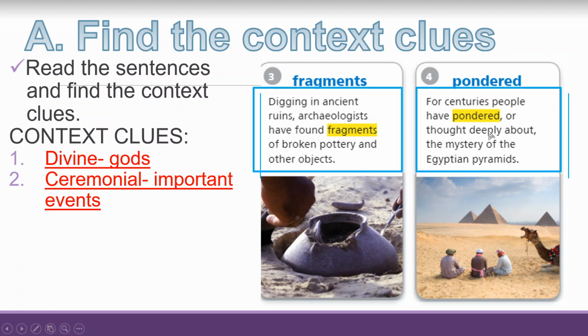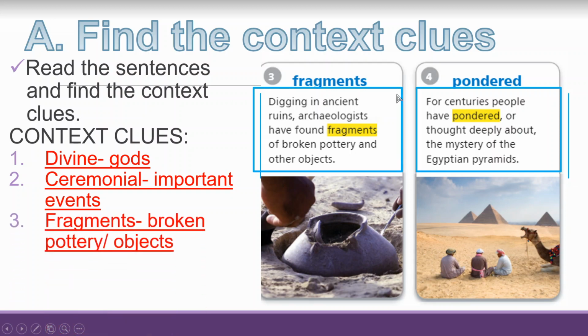Okay? Now, fragments. I think you know what fragments are, and I think you know what pondered means. Okay? The context clues are the following. Number 3, fragments. So, broken pottery or objects. So, as you can see here, these words, broken pottery or objects, are giving us the idea about what fragments are. And number 4, pondered, thought deeply. Which means thinking deeply about something, that is pondered.